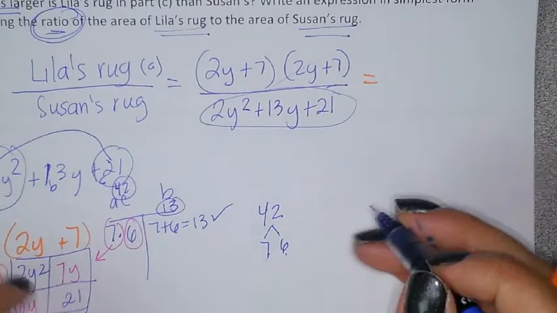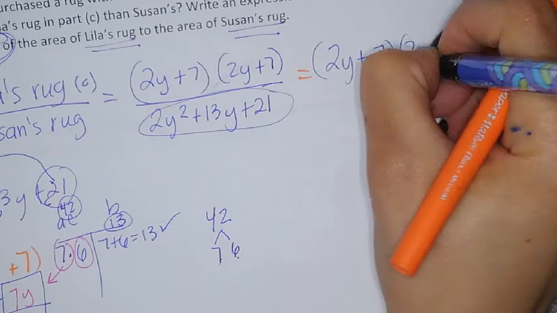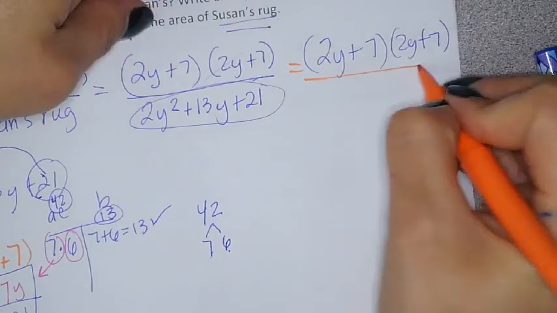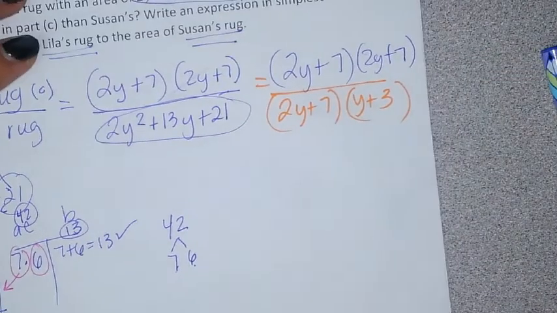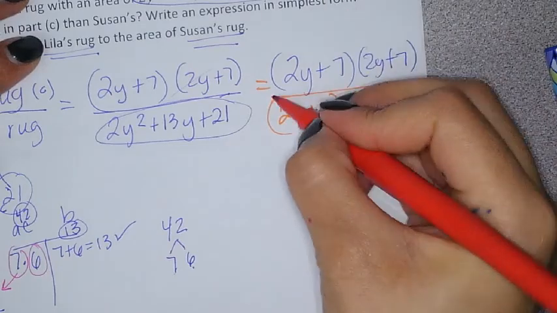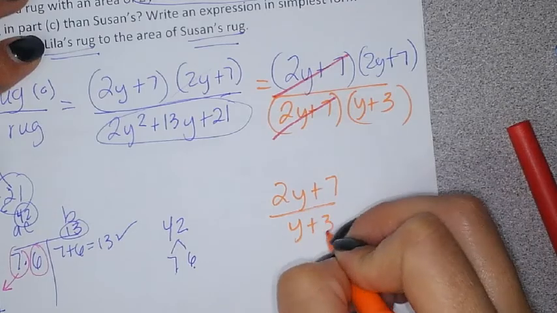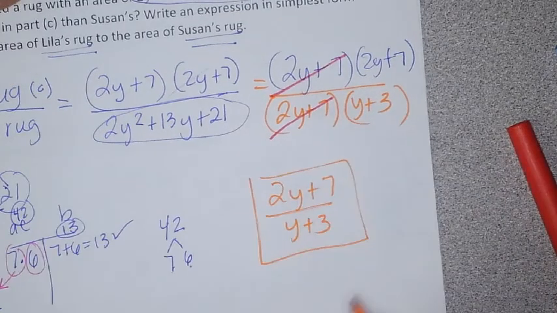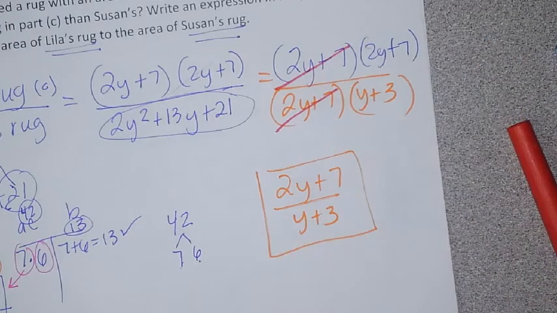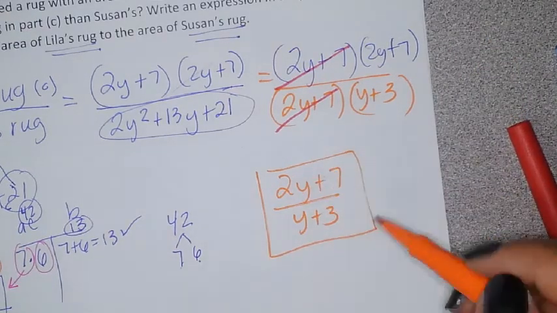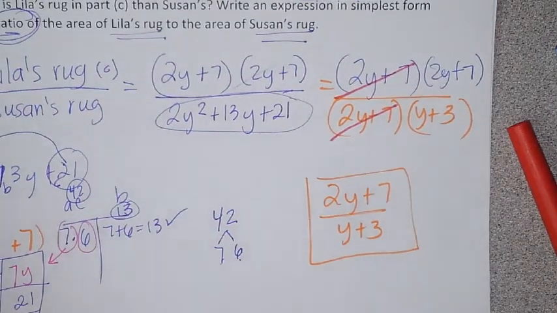So I'm going to rewrite this really quick. Lila's rug in letter C is this. And Susan's rug is this. Okay? Now see, here I can clearly see that these two are the same, and I'm left with that. So 2y plus 7 over y plus 3. So here they're not asking you for explanation, just write an expression in simplest form representing the ratio of the area of Lila's to Susan's. So that's what you did, and this is it. That will be your answer showing all the work. Okay? So that's part 1.